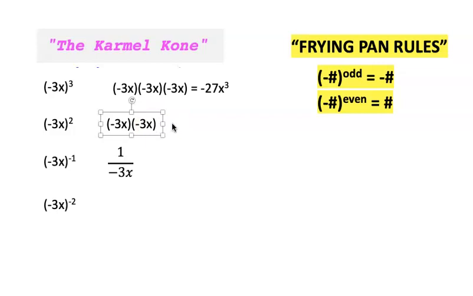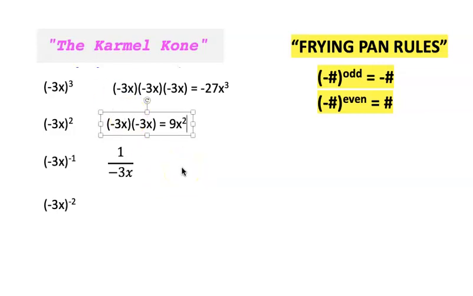The next one is going to be negative 3x squared. So that's negative 3x times itself, times negative 3x. That's why any negative number in brackets to an even exponent is going to become positive. The negative is going to cancel because you have two of them. It takes groups of two negatives to cancel. So if we have two of them, they're going to cancel. So 3 times 3 is 9, and that would be x to the second power.